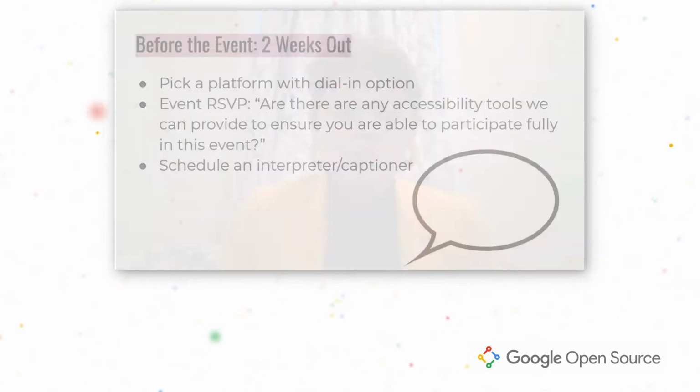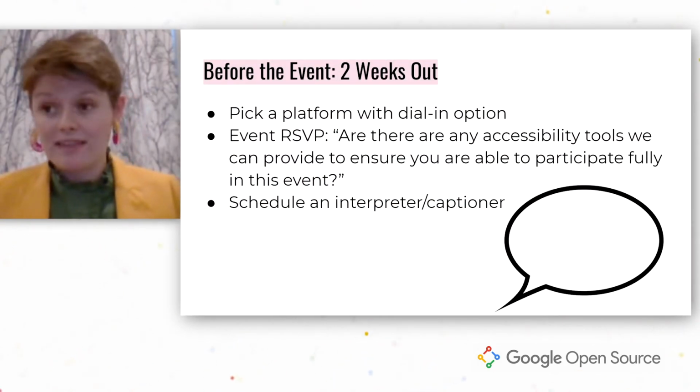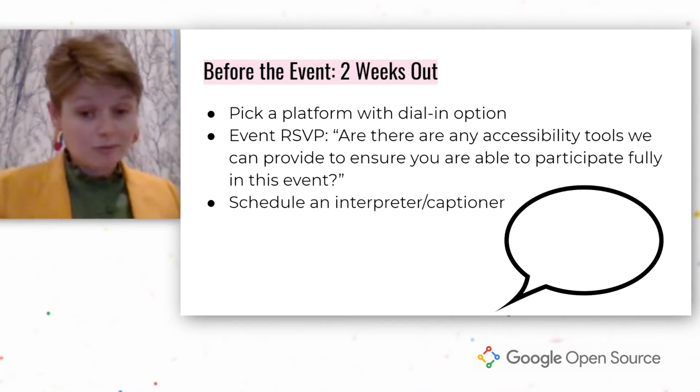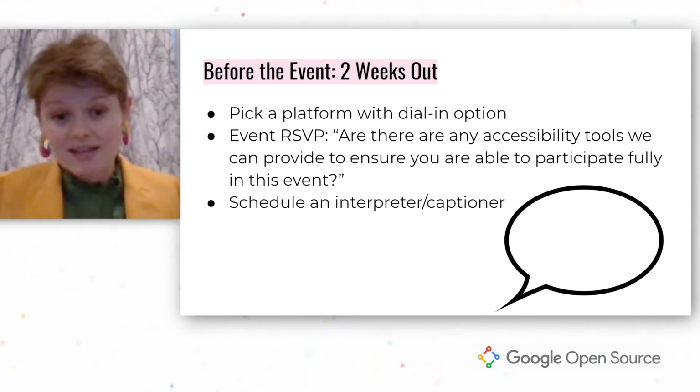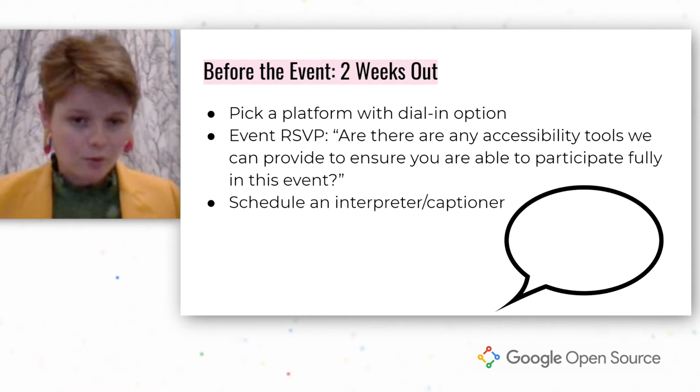accessible. So something that I really like to do when scheduling events is to think about accessibility on a timeline. So you want to think about the things you need to do a couple weeks before the event, maybe the week of the event, and then during the event. So those are kind of the 3 chunks that we're going to go through together right now.